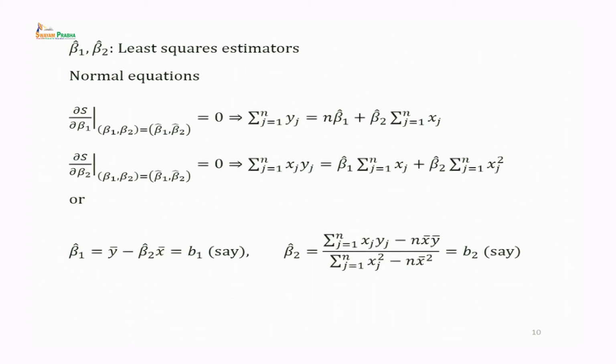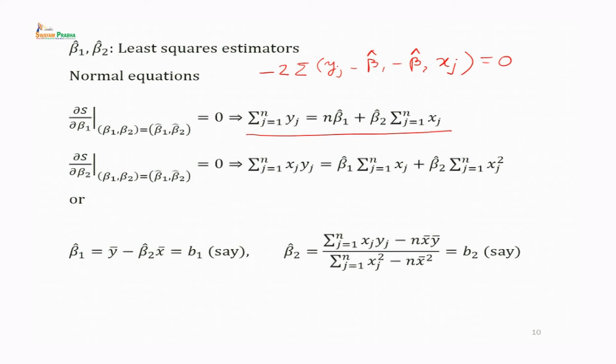Now, for obtaining the least square estimators of beta 1 and beta 2, suppose beta 1 hat and beta 2 hat denote the least square estimators, then we differentiate S with respect to beta 1, and you obtain minus twice summation of (y j minus beta 1 hat minus beta 2 hat x j) equal to 0. Now, this gives you the first normal equation. These equations are actually called normal equations. Similarly, if you differentiate with respect to beta 2 and take beta 1, beta 2 equal to beta 1 hat, beta 2 hat and put it equal to 0, then you get the second normal equation.